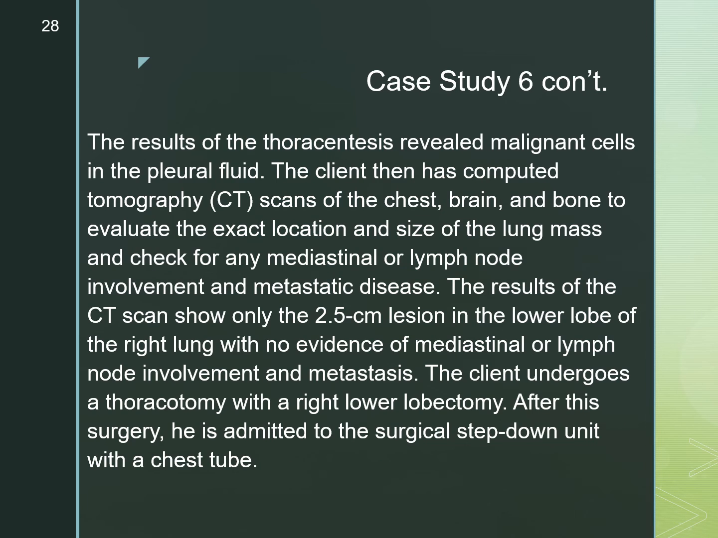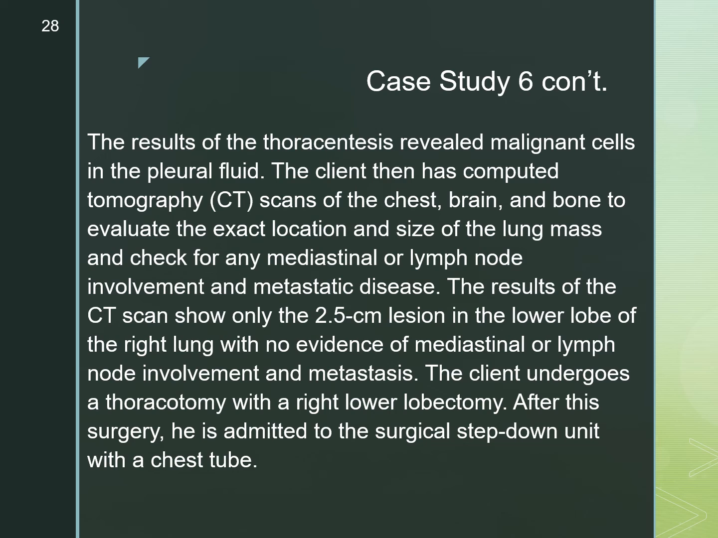Okay, so the results of the thoracentesis revealed that there are malignant cells in the pleural fluid, and the client then has a CT scan of the chest, brain, and bone to evaluate the exact location and size of the lung mass, in addition to checking for any mediastinal or lymph node involvement or metastatic disease. The results of the CT scan just show a 2.5 centimeter lesion in the lower lobe of the right lung, with no evidence of mediastinal or lymph node involvement or metastasis.